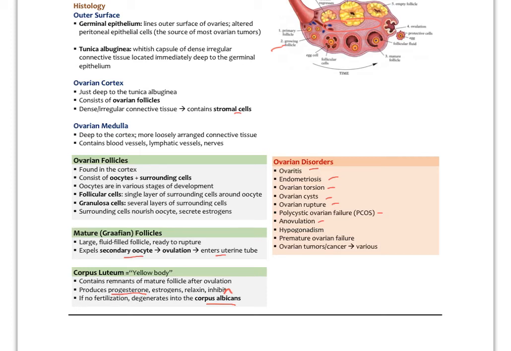Anovulation, where we don't ovulate. Hypogonadism, not secreting enough of the steroids, especially estrogen and progesterone. Premature ovarian failure, again, that's a type of hypogonadism. And then ovarian tumors and cancer, there's various types. So those would be the important ovarian disorders to be familiar with. Again, we're going to go through some of these as we go through, especially the reproductive endocrinology.